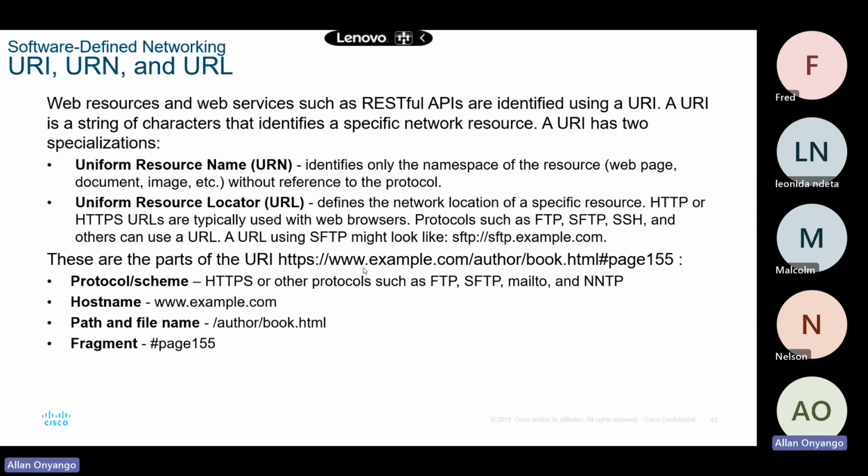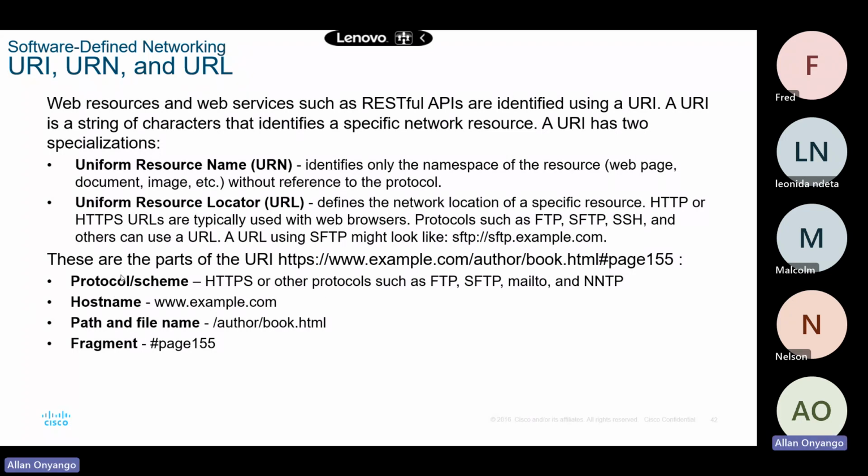So a URI will be something like HTTPS, colon, www.example.com/author/book.html on page 155. So that will be a URI. So a URI basically is a string of characters that identify a specific network resource.